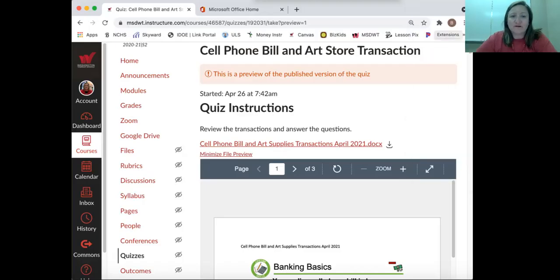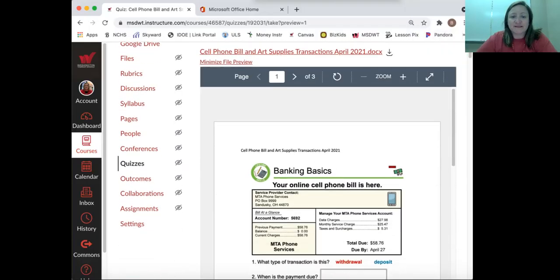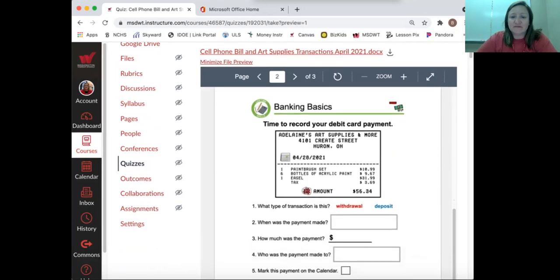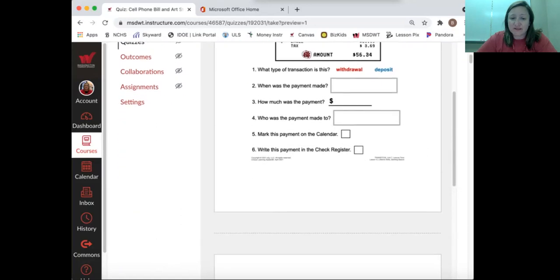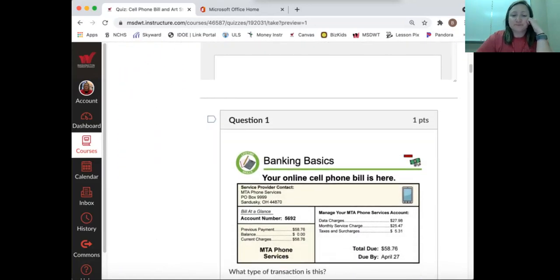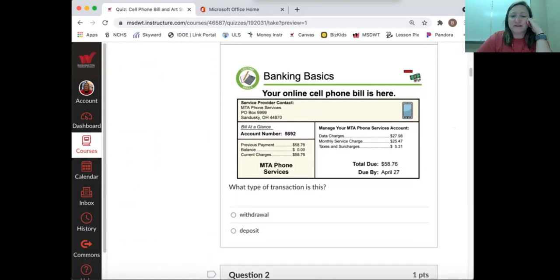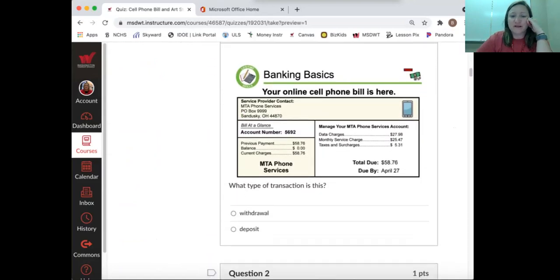All right, for the cell phone bill and art store transaction, you are going to have two pages of questions from the transactions that you make. So here's the first one. It says your online cell phone bill is here.